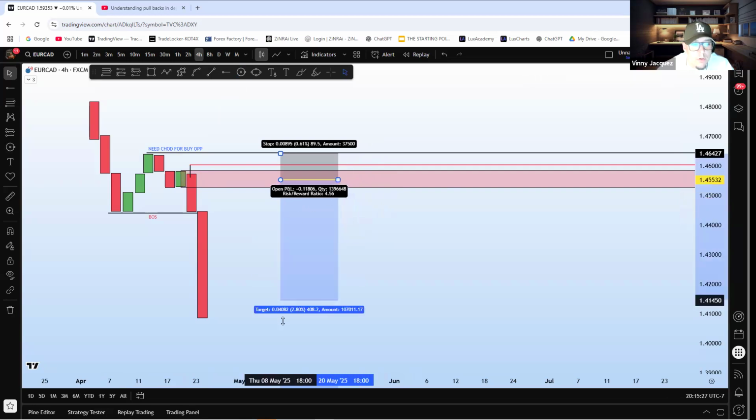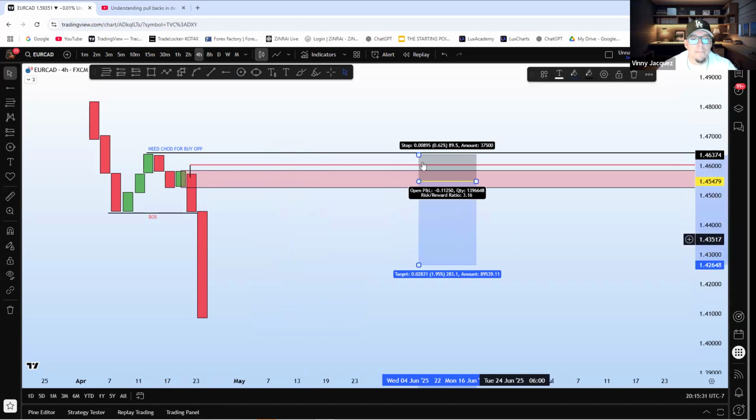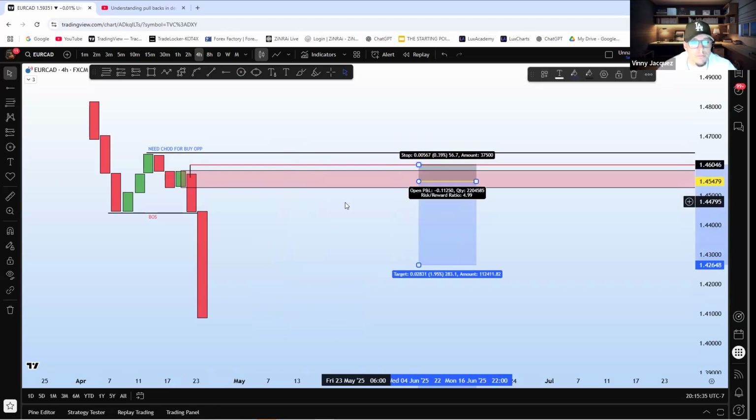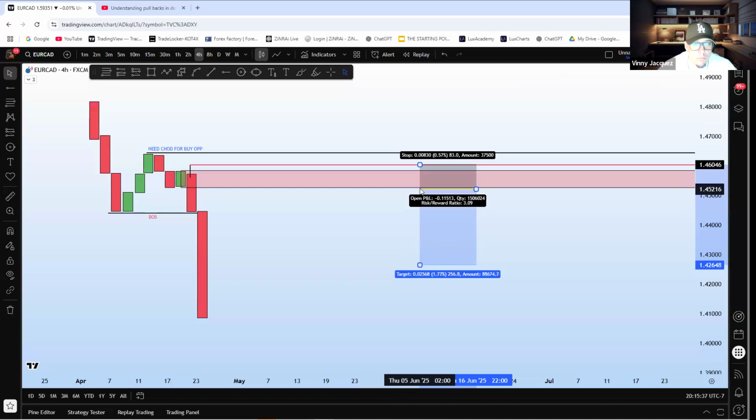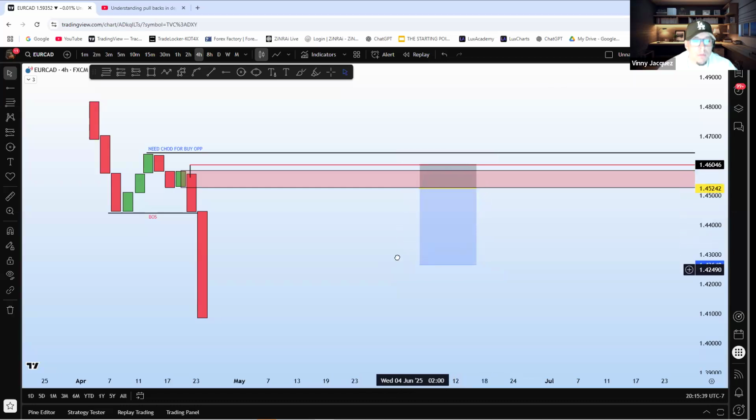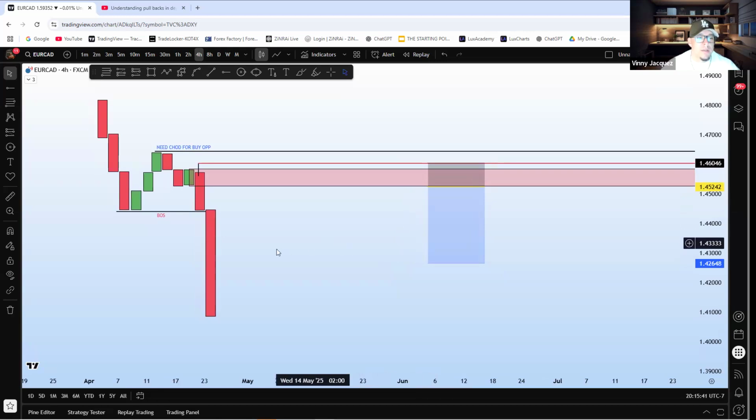So let's go ahead. Boom. 1 to 3 risk to reward. So this is what we're looking at, right? This is what we want to see.